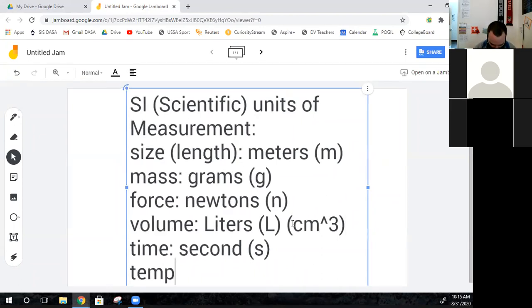Any other items that we can measure in science? Temperature. Yep. We will talk about kelvins in just a second. Temperature. Okay. So we will use degrees Celsius for measuring things, but for all of our calculations, we will use kelvins.